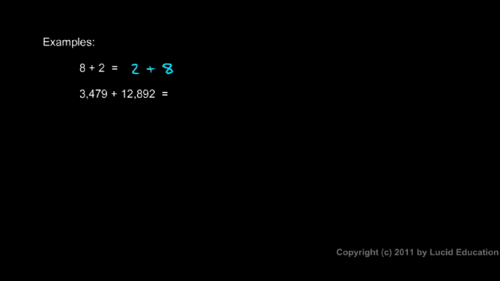But I do know that 3,479 plus 12,892 will be the same thing as 12,892 plus 3,479. The point is that I can reverse the order and they will still be the same. They'll still be equal to each other. Those two numbers added that way is equal to the same two numbers added the other way.